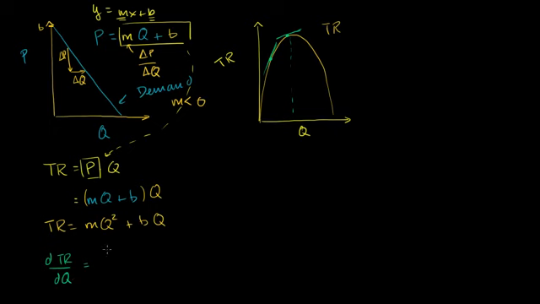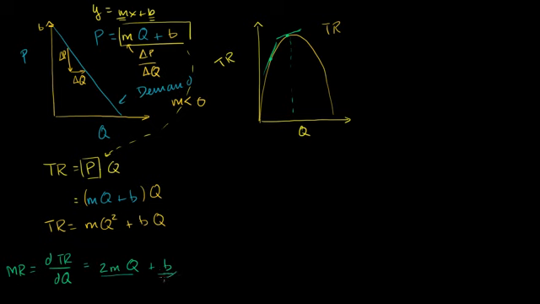And this comes straight out of calculus. m is a constant. The derivative of q squared with respect to q is 2q, so it's going to be 2q times the constant, 2mq. And then b is a constant. We're assuming it's given. The derivative of bq with respect to q is just going to be b. And so right over here, this is our marginal revenue curve, or I should say our marginal revenue line. It is 2mq plus b.